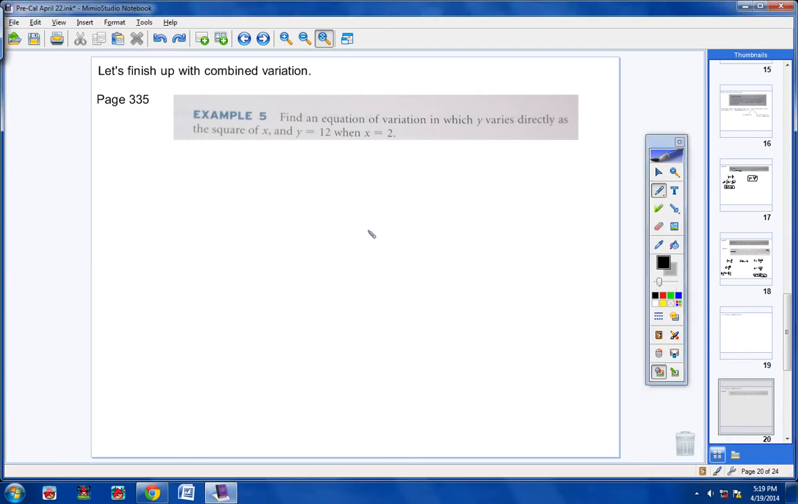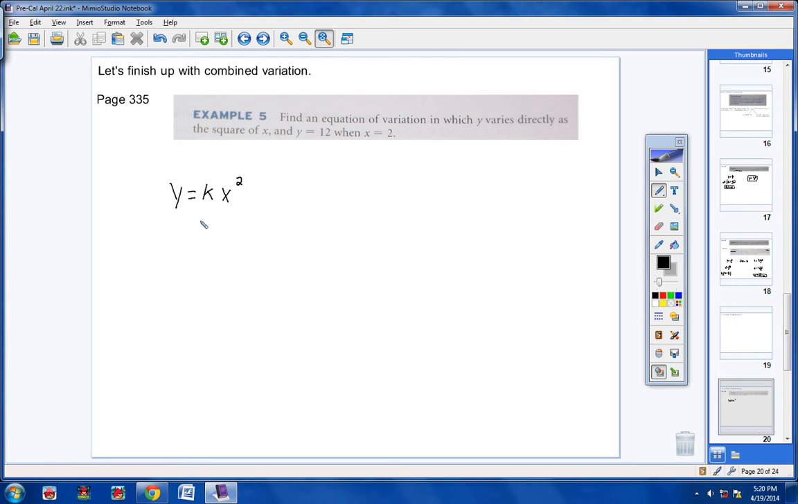In these next 4 problems that we're going to solve, you're going to see that they're going to throw all kinds of curveballs at you. They're going to combine direct and inverse variation within the same problem. They're going to give you squared numbers, all kinds of things, and that's fine. So here we go. Find an equation of variation in which y varies directly as, now notice it doesn't say x, it says the square of x. So we're going to write an equation in which y varies directly as the square of x.